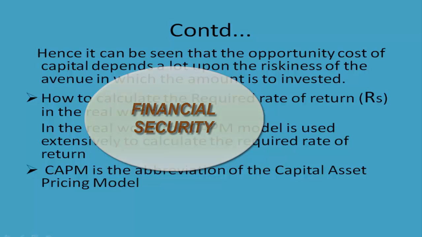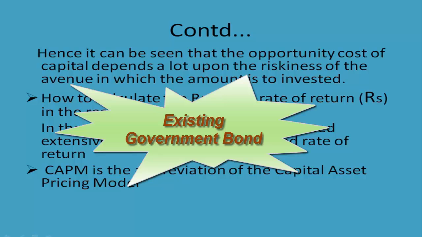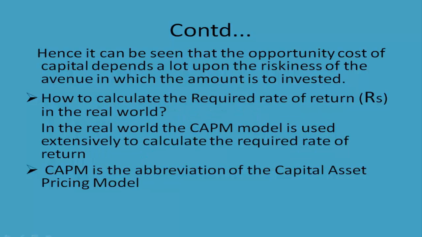So there should be some statistical tool based upon which the required rate of return in the real world should be calculated, because we all know that the calculation of the risk-free rate of return does not pose much of a challenge. The estimation of the risk-free rate of return can easily be made from the existing government bonds, the gilt securities, the bank FD rates, depending upon the tenure for which the business is being taken up, or a particular asset is being invested into.